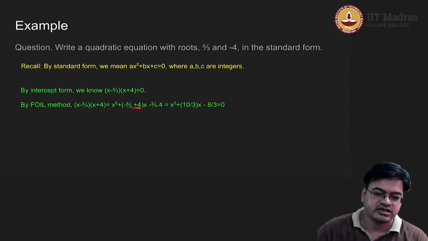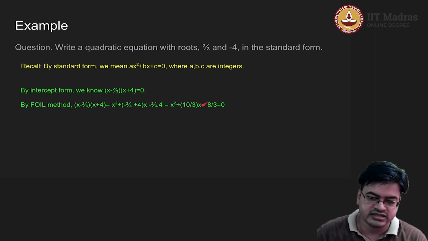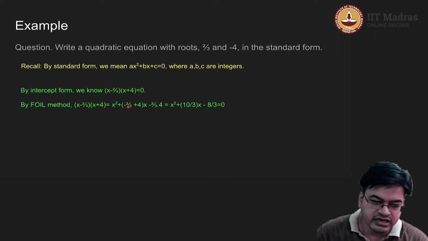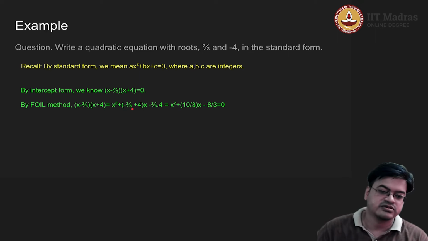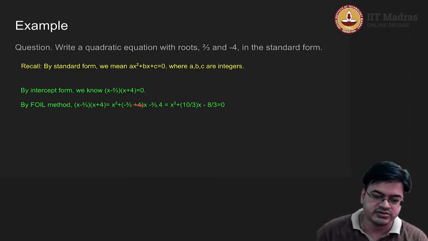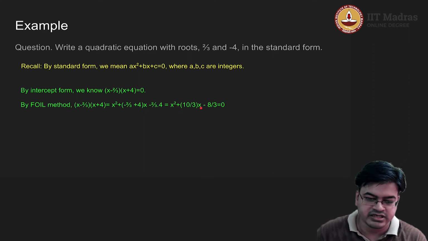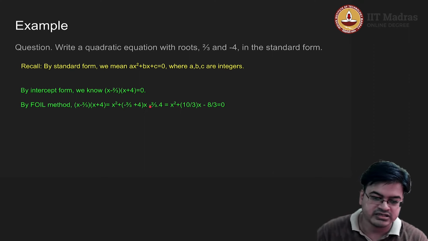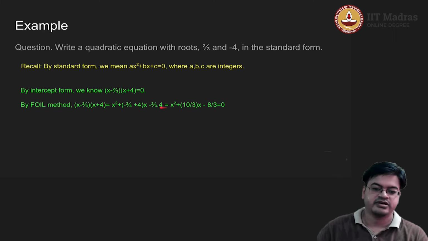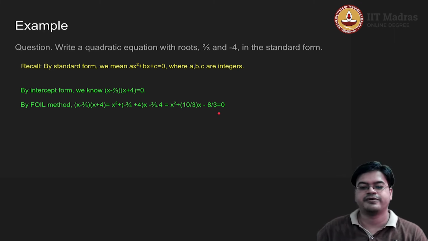That is, you can sum this and write the sum, that is x square. So 4 3s are 12, 12 minus 2 is 10. So x square plus 10 by 3 x plus minus 8 by 3. Right? Is this equation in a standard form? No, because for standard form a, b, c all must be integers.